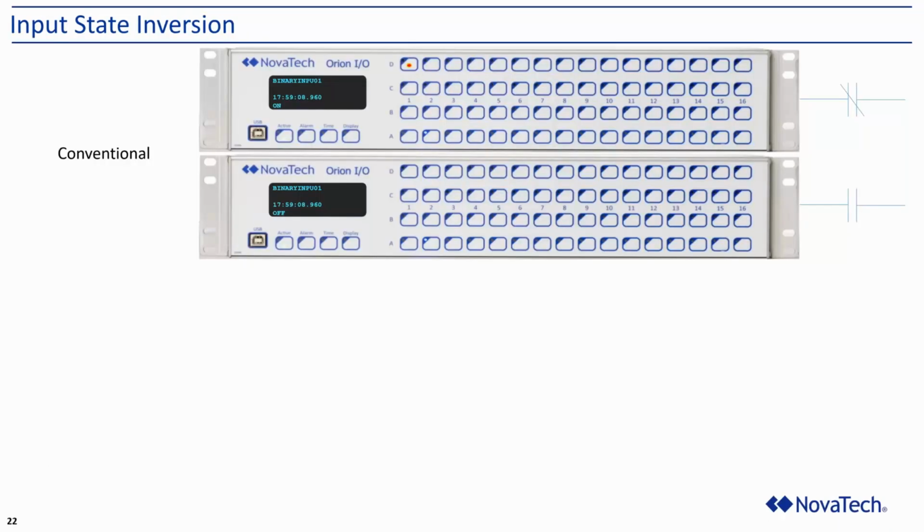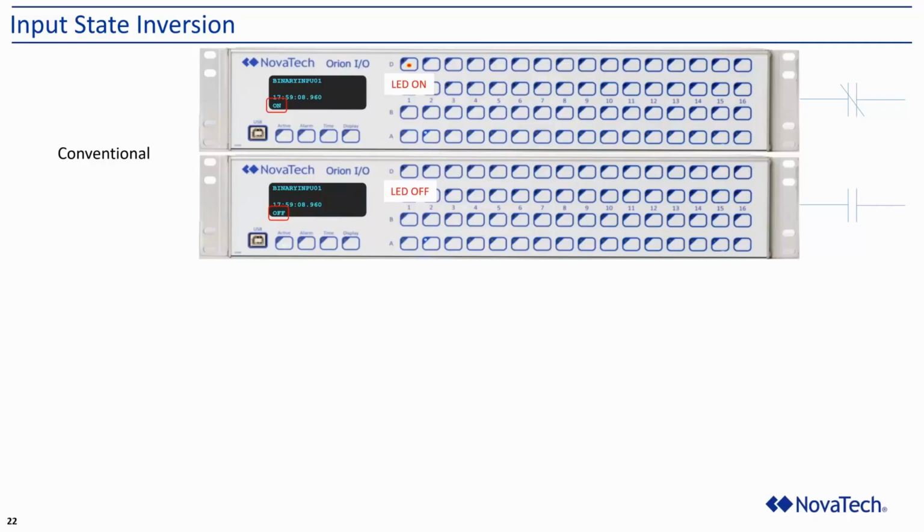In regards to the discrete inputs, the conventional way of the LEDs is that the LED is on when the contact is closed, and when the contact is open, that LED is off. That's going to be conventional.